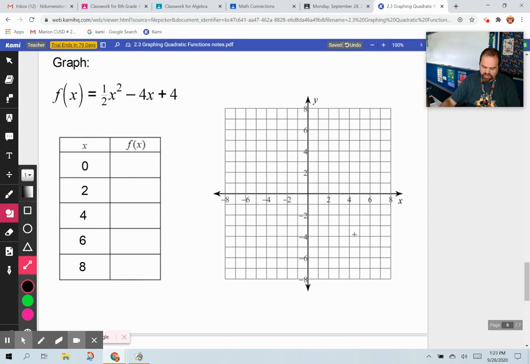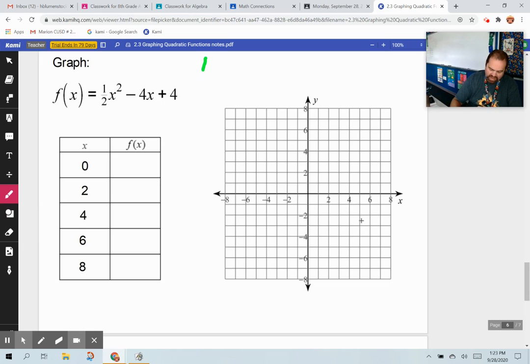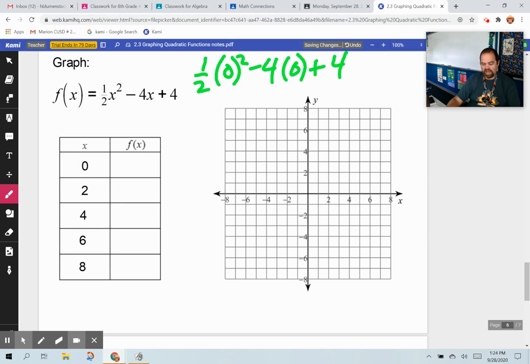All right, so moving on to the next one, I've got a similar but different type of situation here out front. Instead of having a negative, I've got a 1/2. So I'm going to go kind of the same process here, and I'm going to evaluate this. I've got half of, and I'm going to plug in 0 squared minus 4 times 0 plus 4. When I evaluate that one, I'm going to get the 4 out of that one.